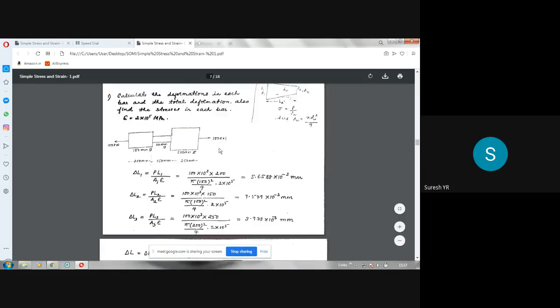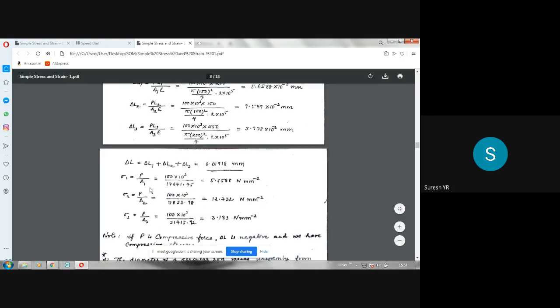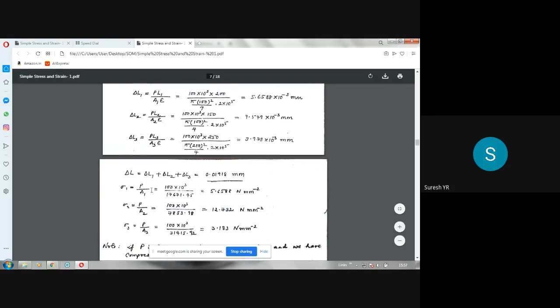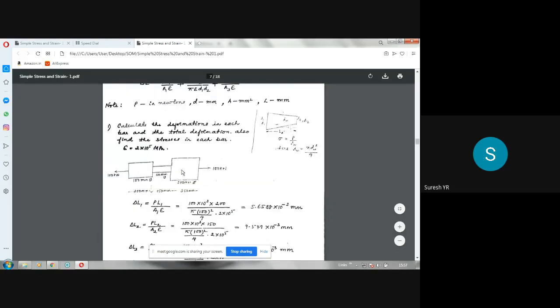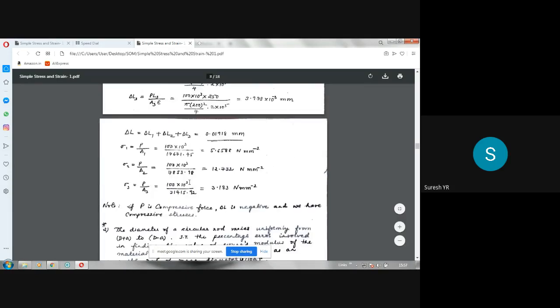Now he has asked for the stresses in each bar. How to get the stress value? Stress is given by force divided by area. Simple. The force here is P only, in all three portions, that is 100 kilonewton. Areas are different: A1 is pi into 150 square by 4, A2 is pi into 100 square by 4, A3 is pi into 200 square by 4. So areas are different, force remains the same.